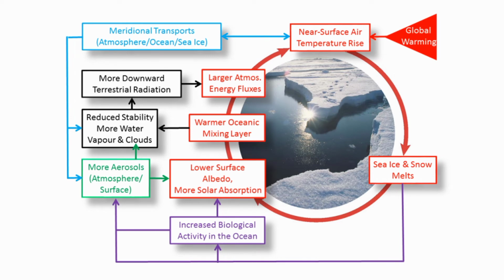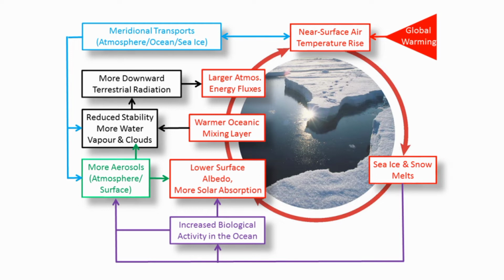Now let's look into how it occurs. The primary reason is global warming. This leads to what? Near surface air temperature rise. This again leads to meridional transport. That is nothing but the change in the radiation transport across all the aspects: atmosphere, ocean, and sea ice. Okay, this will lead to what? More aerosol in the atmosphere, reducing stability, more water vapor in the clouds, and more downward terrestrial radiation occurs. This leads to larger atmospheric energy fluxes. This leads to what? Sea ice and snow melts, etc.